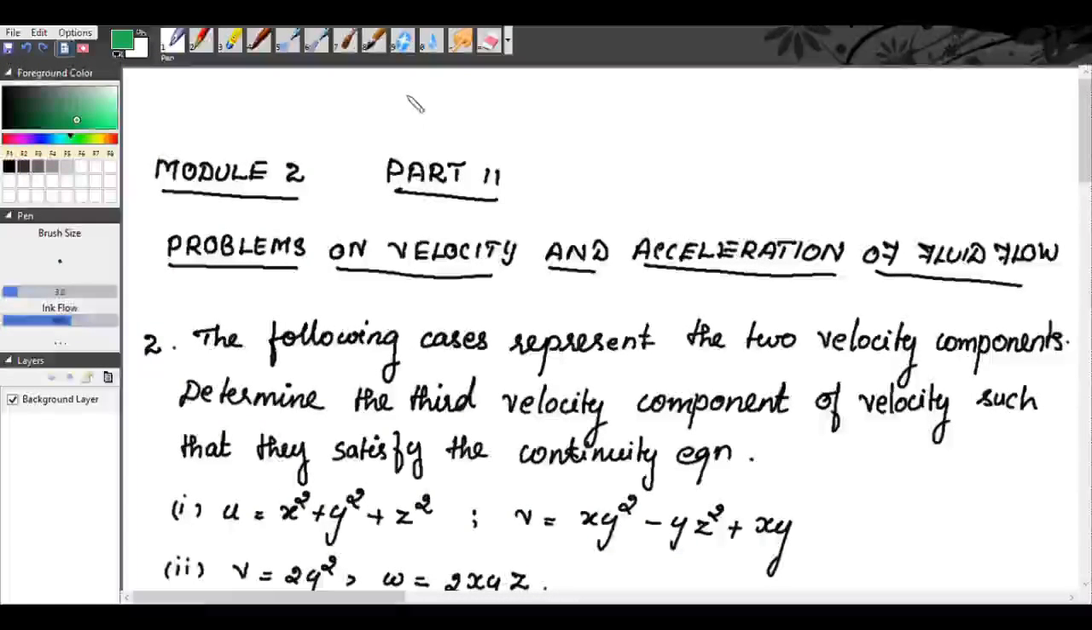Everybody, once again. So we are in our second module. This is our 11th class. In the previous class, we saw what is velocity and acceleration of a fluid flow and what is the continuity equation.